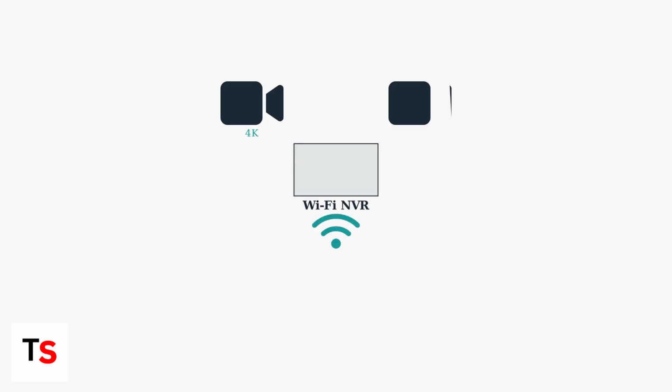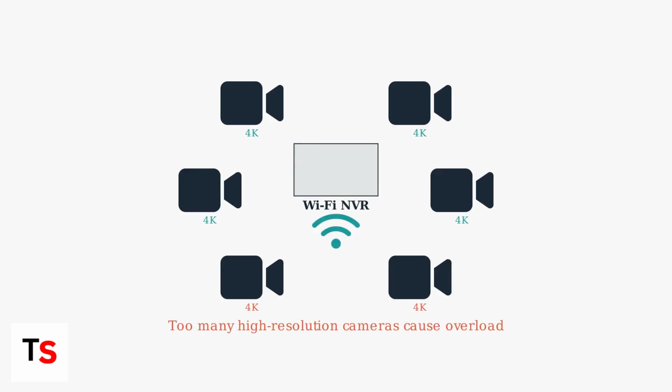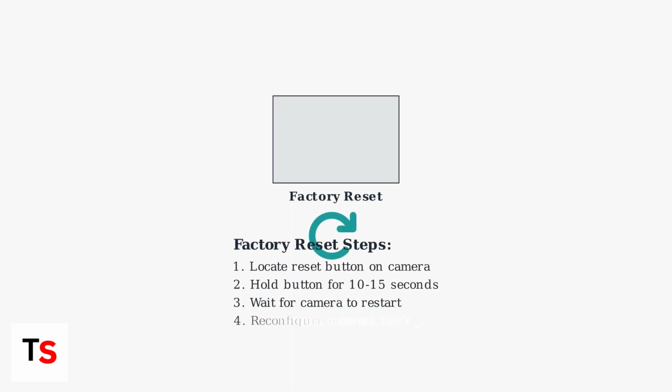For wireless setups, avoid overloading the system. Too many high-resolution Wi-Fi cameras connected to a single NVR can cause lag and connection delays. If issues persist, perform a factory reset on the camera. This returns all settings to their original state and often resolves persistent connectivity problems.